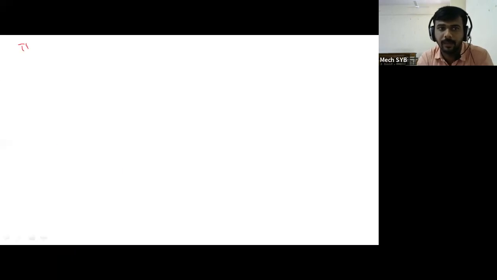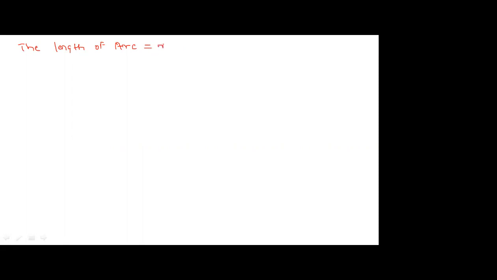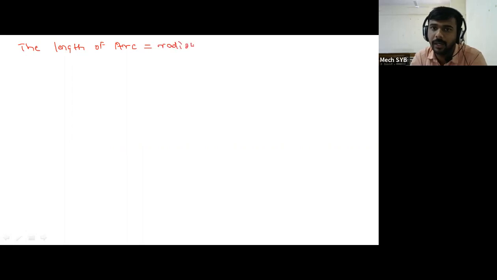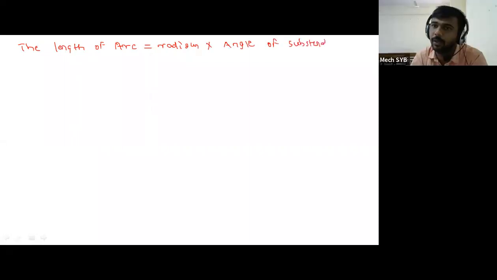See, the length of arc. What will be the formula for the length of arc? Length of arc formula we had also defined in the chapter of torsion. What is the formula? Length of arc is equal to R into theta. Yes, length of arc is equal to radius into angle subtended. Write down this formula, it is very important.